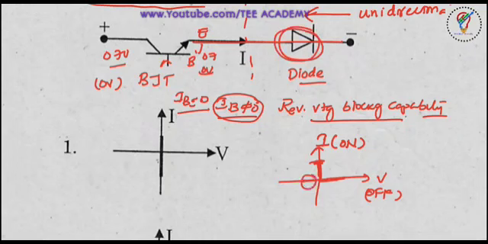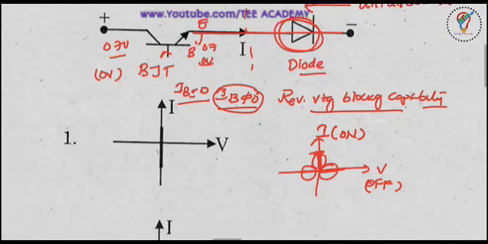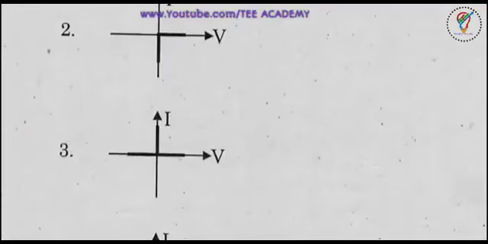So the characteristics will lie in these three categories. So 3 is the right answer for this question. Hope you understand this point. If you are not understanding, revise it again and again, and you will get clarity about this question.